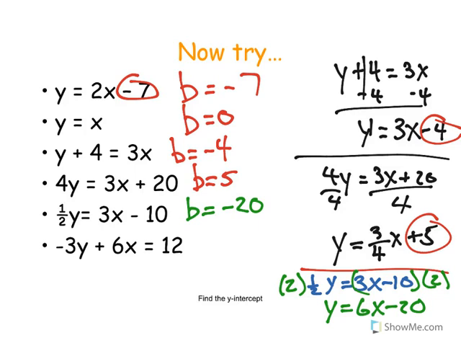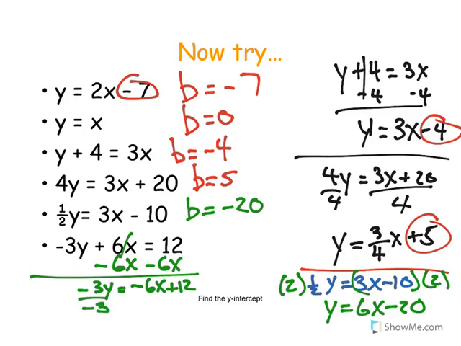Now this last one is not, I don't think it's so hard, but it's 2 steps. So I don't think we've seen one yet that's been 2 steps, right? So what do we need to do here? Well, I need to isolate my y term. So I need to move my 6x, which gives me -3y equals -6x plus 12. Now I need to divide both sides by -3.